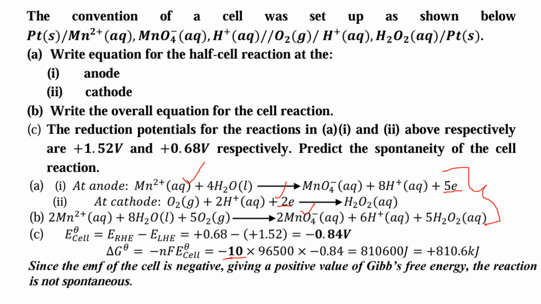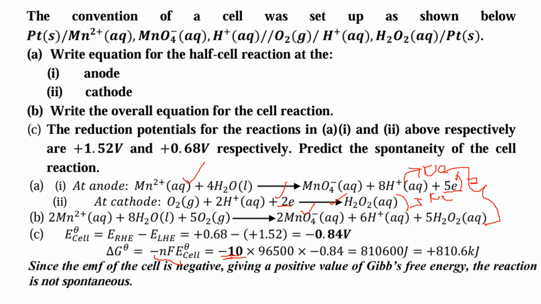Before eliminating these electrons, you had to multiply the first equation by 5 and the second equation by 2. That means the equations you are going to have will be 10 electrons here and 10 electrons here. Those are the equations we want. We don't want the equations from either one; we want the ones that are equal in both equations. So that's why we are using n as 10 in the formula of Gibbs free energy.